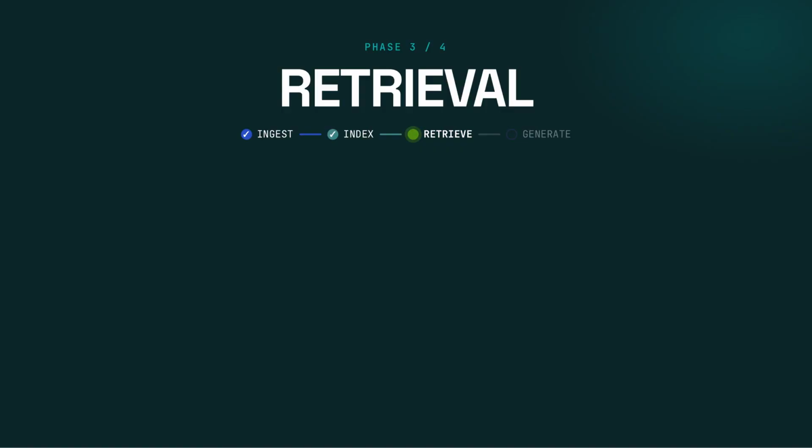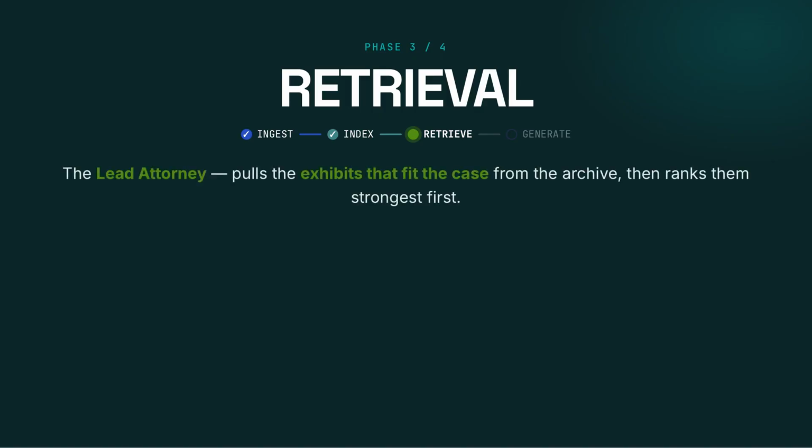Phase 3. Retrieval. This is where most RAG quality lives or dies, so watch this one closely. Meet the lead attorney, the green team. Retrieval. A question comes in, and the attorney goes to the archive, pulls the exhibits that actually fit the case, and ranks them so the strongest one is on top. And here's the trigger: a user query walks in from the left. Watch how the pipeline reaches up into that indexed knowledge to answer it.